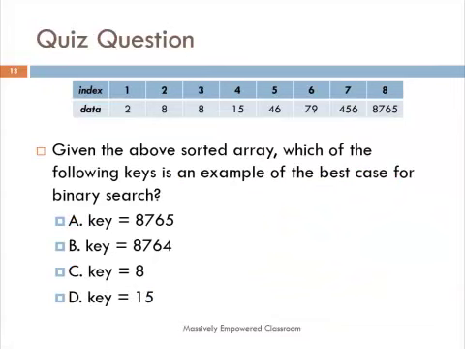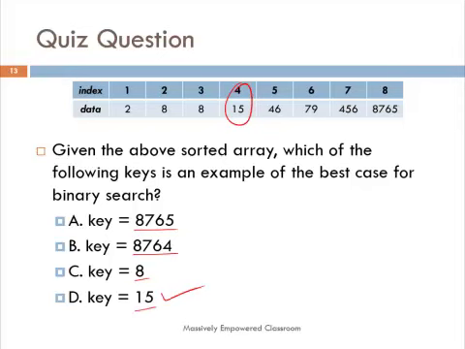Right? So let's look at a quiz question. You are given that same array, the familiar array that we have been using in this lesson. Now, which of the following keys is an example of the best case for binary search? That is, which of these values, if I was to be searching for it, would give me the best case performance? Is it 8765, 8764, 8 or 15? Which is the best case? The correct answer is 15.